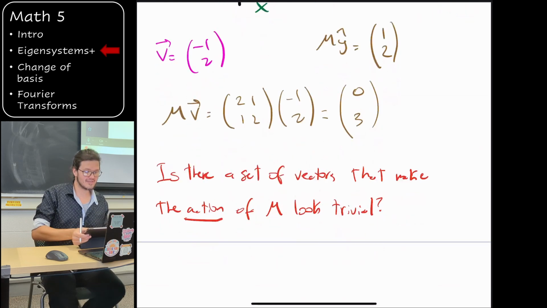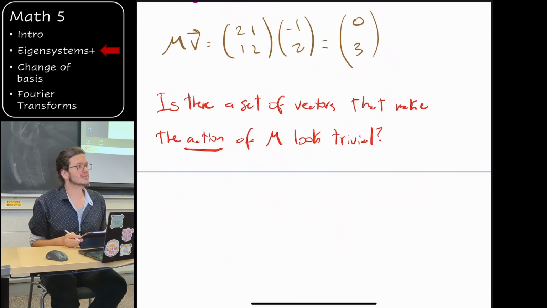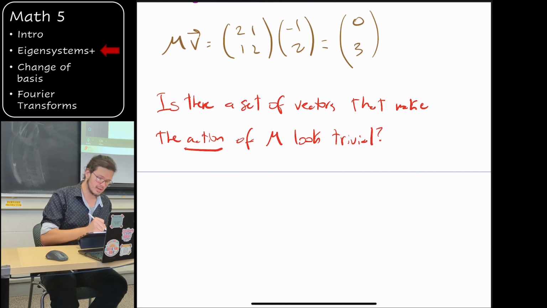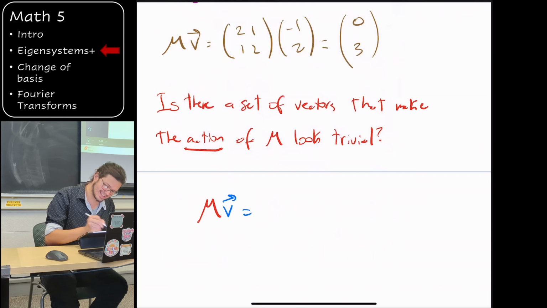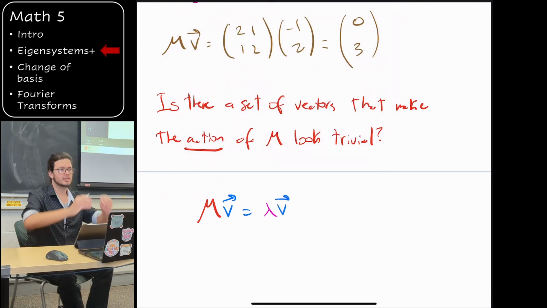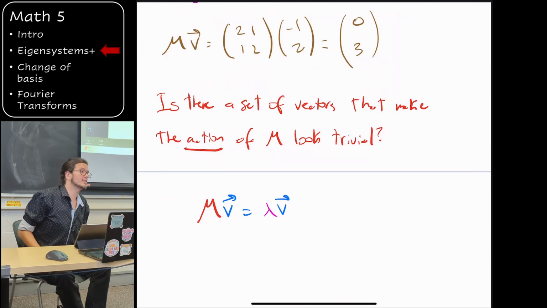So the idea of an eigenvector of a matrix is exactly this. What will be trivial, in the sense of matrices, means that you grab the matrix M and you multiply it by a vector V, and that ends up being exactly the same as multiplying that vector V by a number, stretching. Why? Because I think that's the simplest linear operation that you can make.